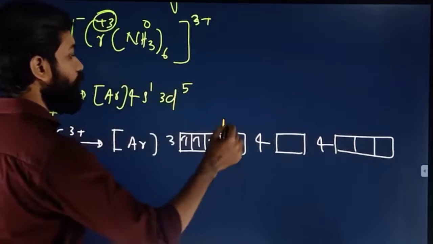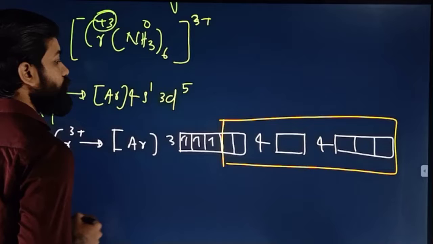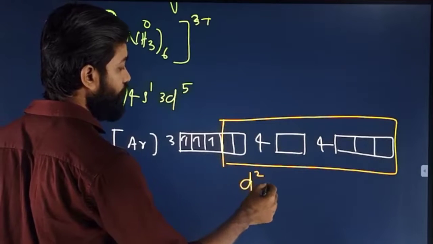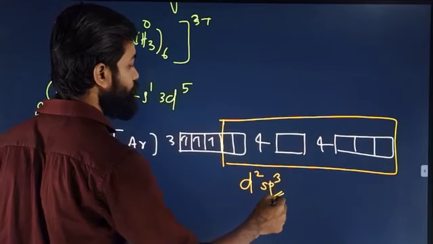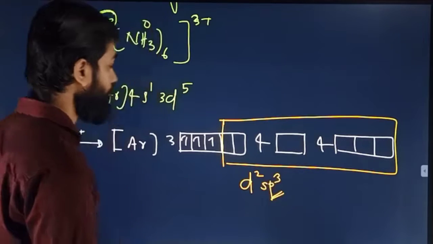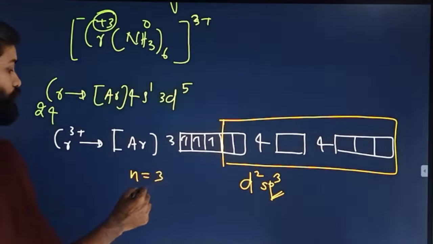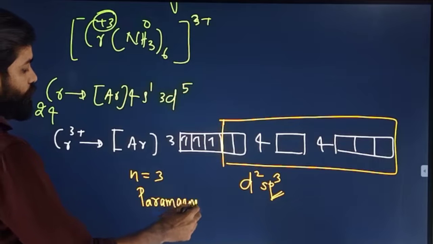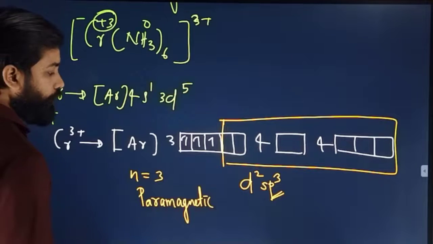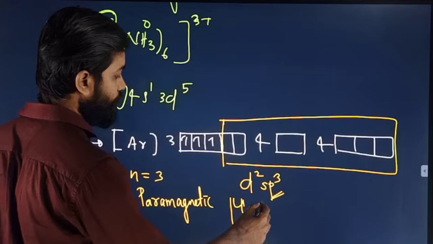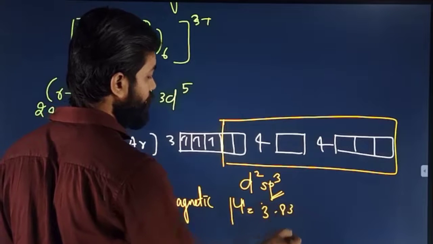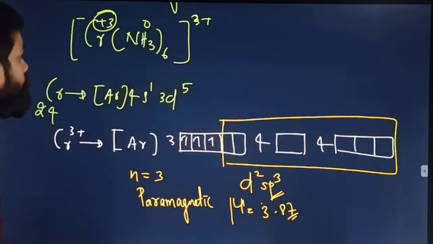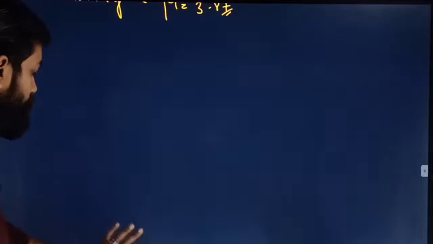Here it uses hybrid orbitals like this, which are already vacant here. So the hybridization is d2sp3, where n equals 3, so this is paramagnetic, where the magnetic moment is 3.87. Ready? So this is the complex [Cr(NH3)6]3+.